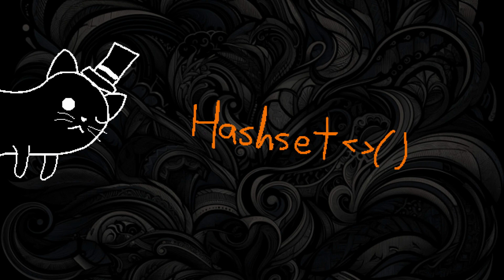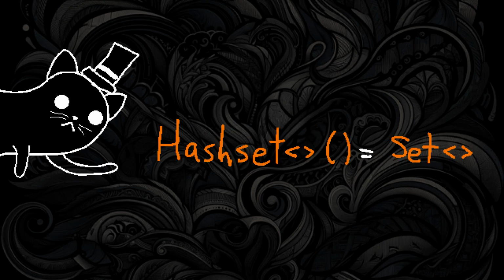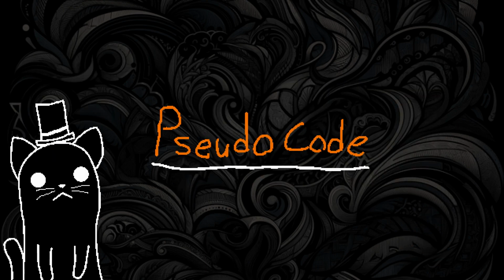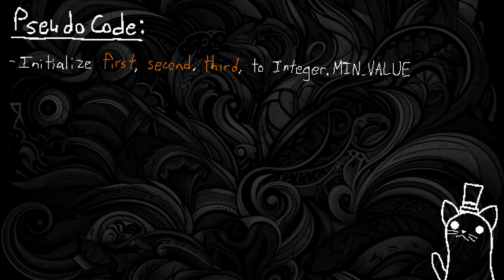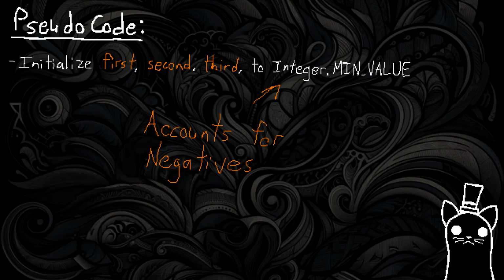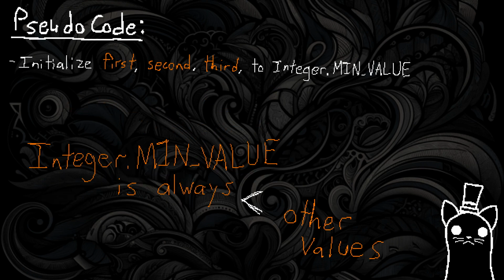A hash set is just a fancy way to say set. It's an implementation of a set, just like how an array list is an implementation of a list. Here's the basic pseudocode for our approach. Initialize first, second, third to Integer.MIN_VALUE. Side note, we initialize it this way because the Java gods deemed it to be so. No, we do it that way to account for negative values. Min value ensures no valid integer will be less than that.